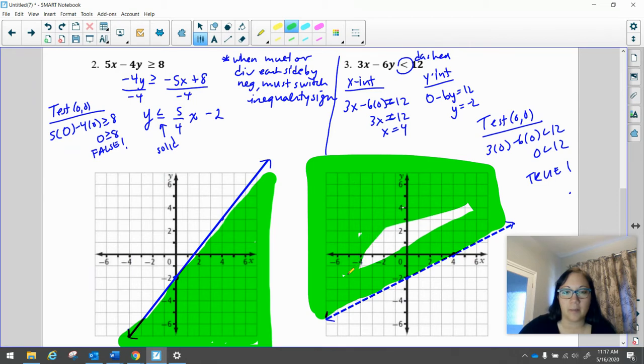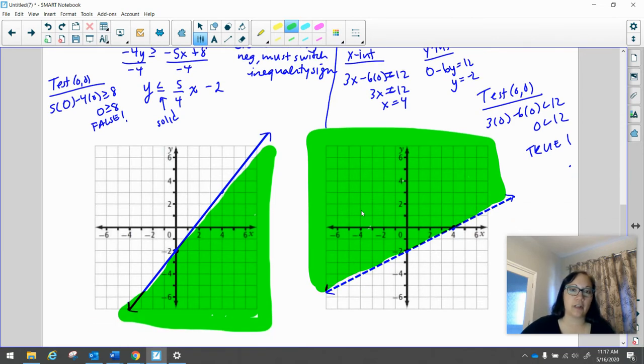Oh my gosh, the coloring part is taking me a while here. Sorry about that. Okay, so there's our solution region.